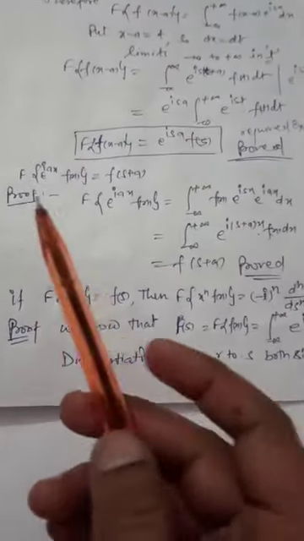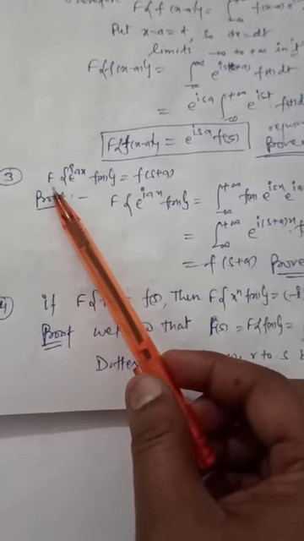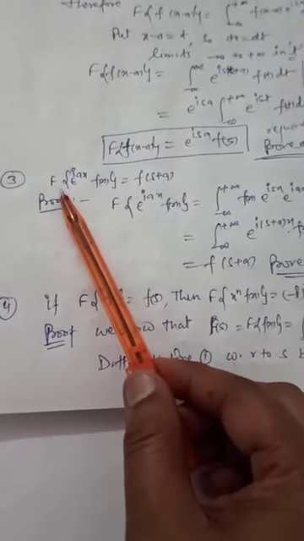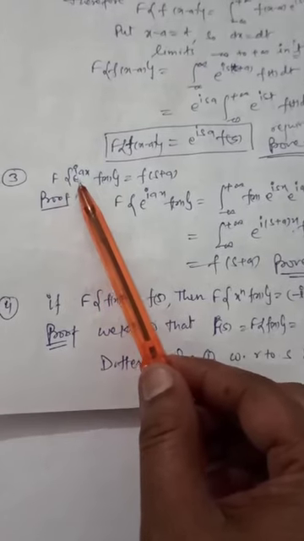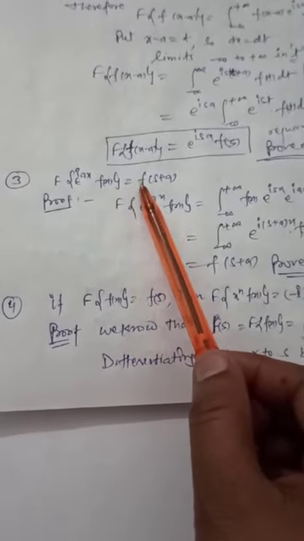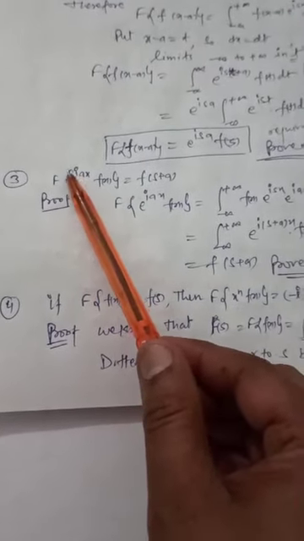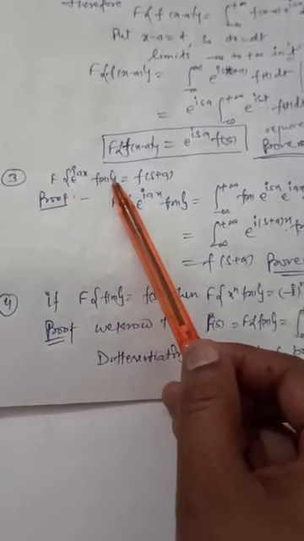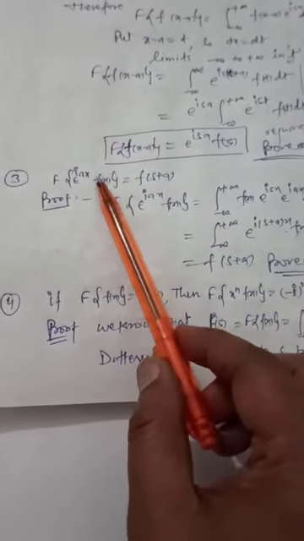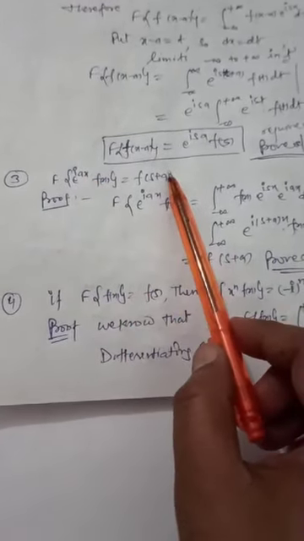Okay, now next, if you try to find this result: the Fourier transform of exponential iota ax times f of x is equal to f of s plus a. If you multiply f of x with exponential iota ax, then you will get this result.